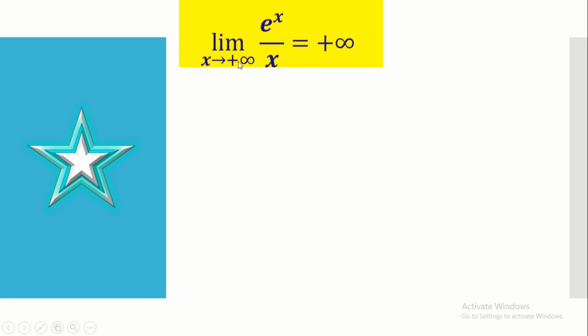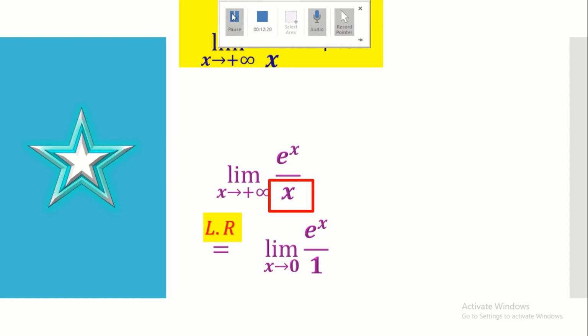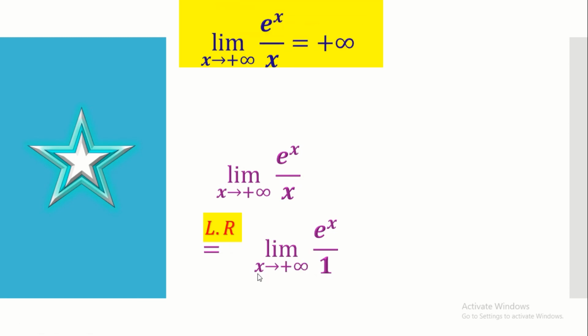Finally, the last limit: the limit as x tends to plus infinity for exponential x over x is equal to plus infinity. Note that it is infinity over infinity, indeterminate. So we can apply L'Hopital rule since we have a fraction. Using L'Hopital rule, the derivative of exponential x is exponential x, over the derivative of x, which is 1. Sorry, it was written here as x tends to 0. It's as x tends to plus infinity, sure. Note that as x tends to plus infinity, exponential x will tend to plus infinity, so it's plus infinity over 1 equals plus infinity.